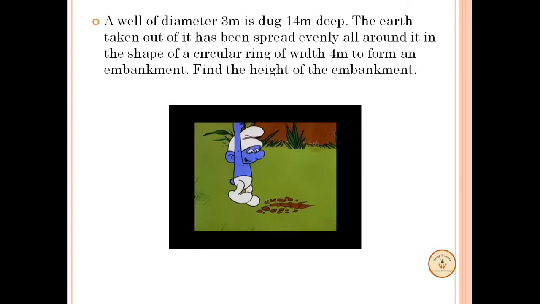Let's look at the question that we have. A well of diameter 3 meters is dug 14 meters deep. The earth taken out of it has been spread evenly all around it in the shape of a circular ring of width 4 meters to form an embankment. Find the height of the embankment.